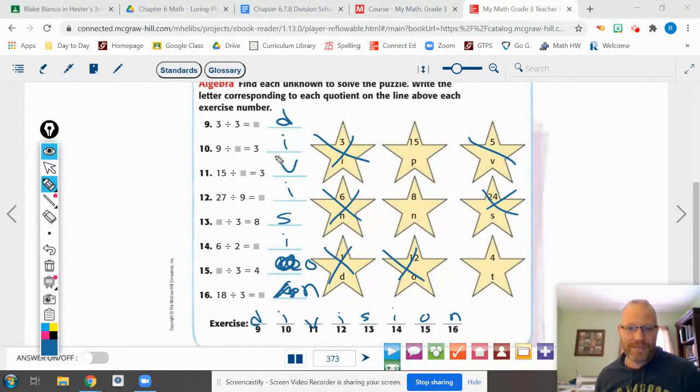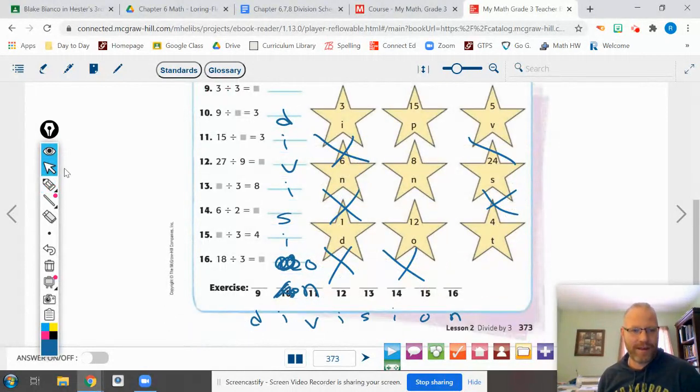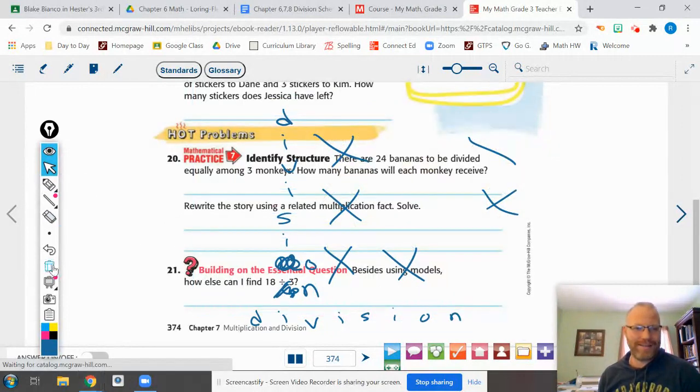I just had all these other words in my head, and then it turned out to be division. So easy. I was a mistaken guy. All right, so maybe moving on to page 374 to check your work, and let's keep going.